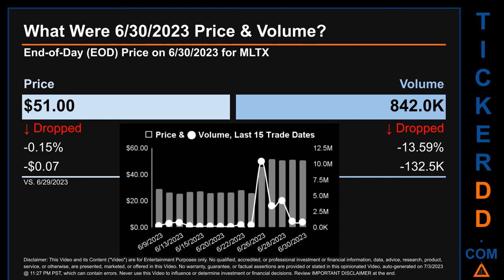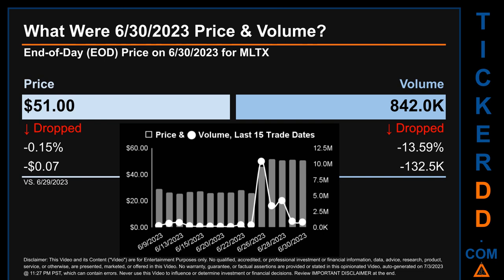What was end-of-day price and volume for MLTX? On Friday, June 30, 2023, MLTX had an end-of-day price of $51 and volume of about 842,000. Compared to the previous trading day, the price dropped 0.15%, losing 7 cents, while volume dropped 13.59%, decreasing about 132.5 thousand. The graph shows price and volume for the last 15 trade dates.